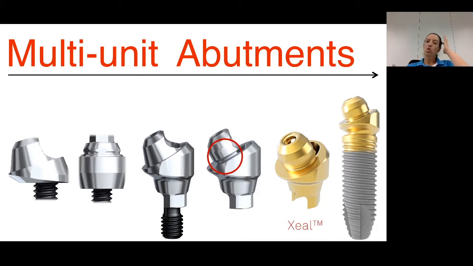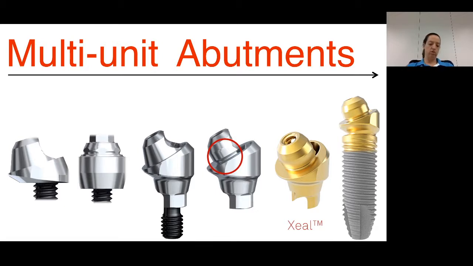Okay, so you have to create a weakest link in your rehabilitation, and the weakest link is above the multi-unit. It's the connection between the multi-unit and the prosthesis, and not the opposite. So please, if you go for the All-on-4, please do not go to the head of the implant, please. Always use multi-unit abutments.